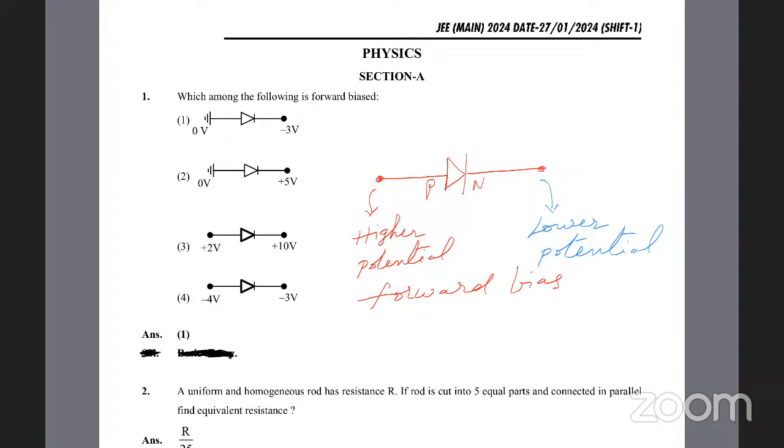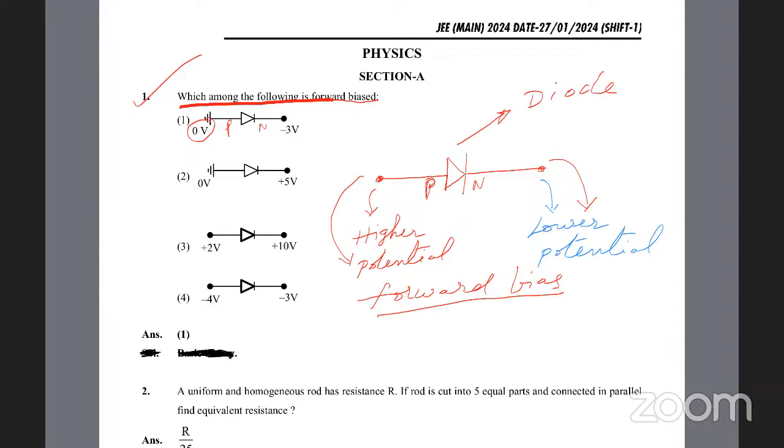So if you look at the first question, which among the following is forward bias of a diode? Basically, it is a diode. It is a very easy question. If the P side of the diode is connected to higher potential and the N side is connected to lower potential, we say it is forward bias. Looking at all the options, P is connected to 0, N is connected to -3, and 0 is greater than -3. So the answer is forward bias. The first one is correct.